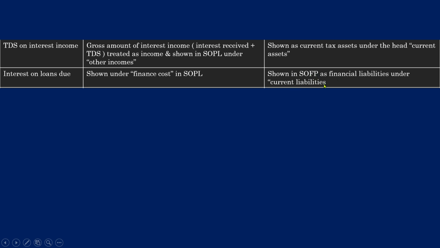So where do current liabilities come under? Under the statement of financial position it comes under financial liabilities. So under financial liabilities there is a subheading current liabilities. Under current liabilities you have to show interest on loans due.